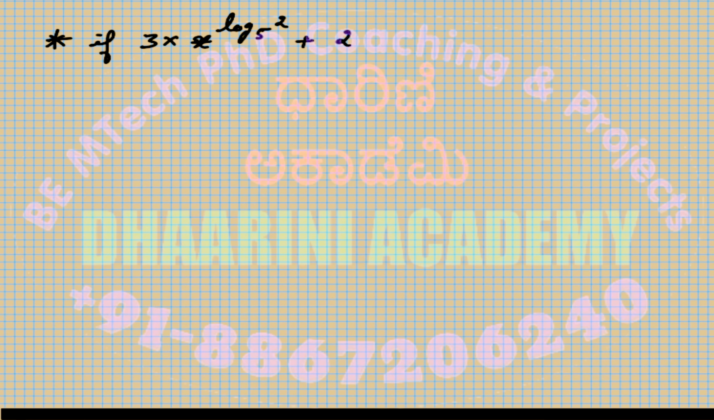Okay, if 3 times x to the power log of 2 to the base 5 plus 2 to the power log x to the base 5 is equal to 64, find x.